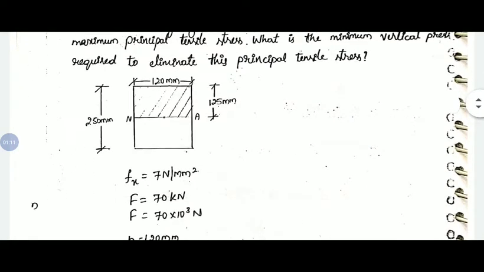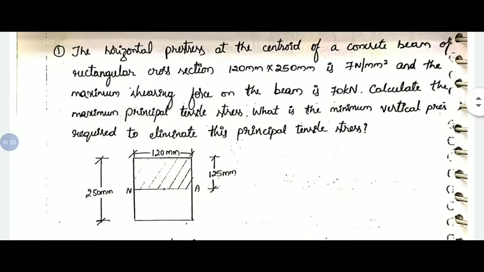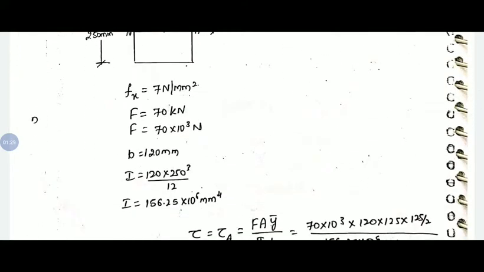So this is the cross section you are seeing here. 250 by 120. If you take the centroid of the section, it will be 250 by 2, it is 125. So Fx is the horizontal pre-stress. F is the shear force, 70 kilonewton. In terms of Newton, it is 70 into 10 power 3.